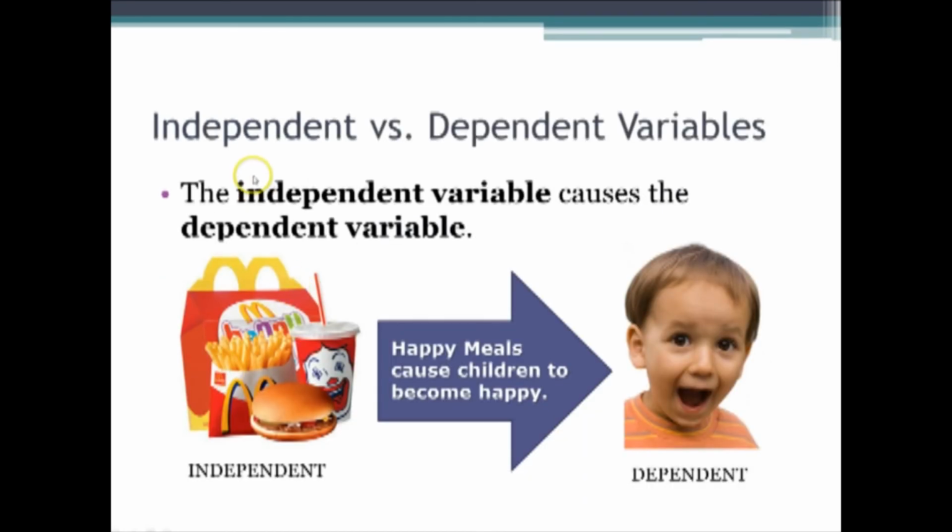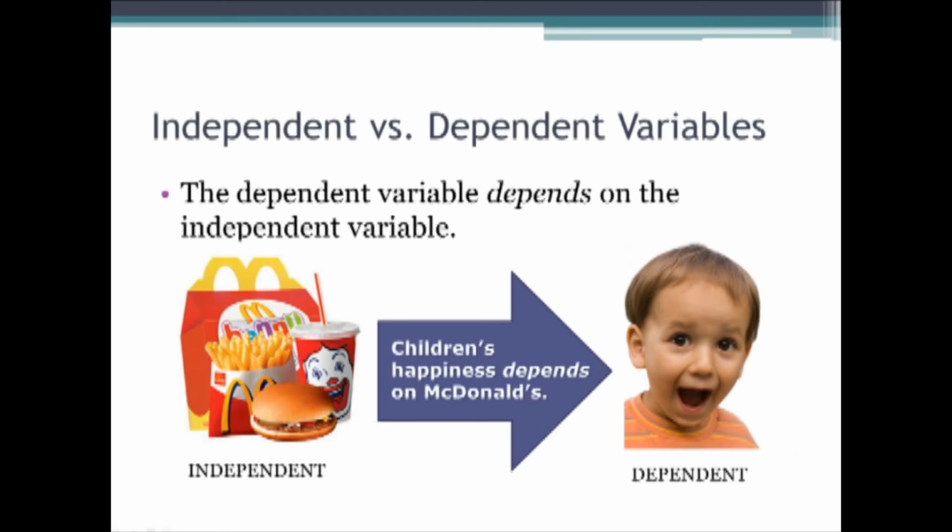The next terms we need to be very, very comfortable with are independent and dependent variable. We'll use these a lot all throughout these classes. You really need to have these straight. One way that people remember it is that the dependent variable depends on the independent variable. In this case, the independent variable is Happy Meals, and the dependent variable is children's happiness. Happy Meals cause children to be happy, or we could say that happiness depends on Happy Meals.